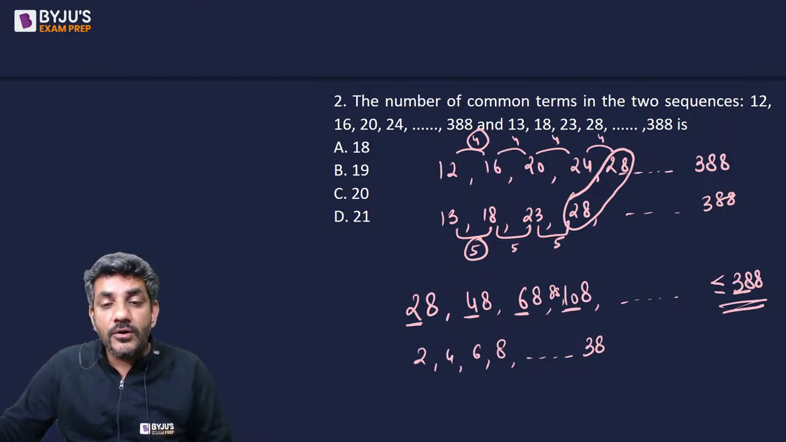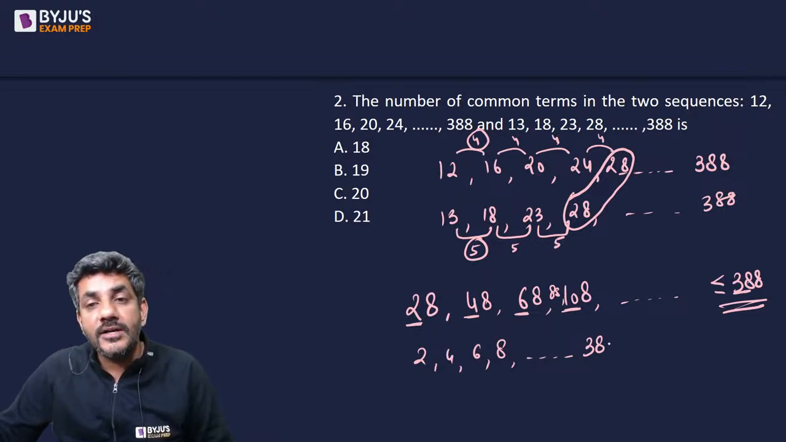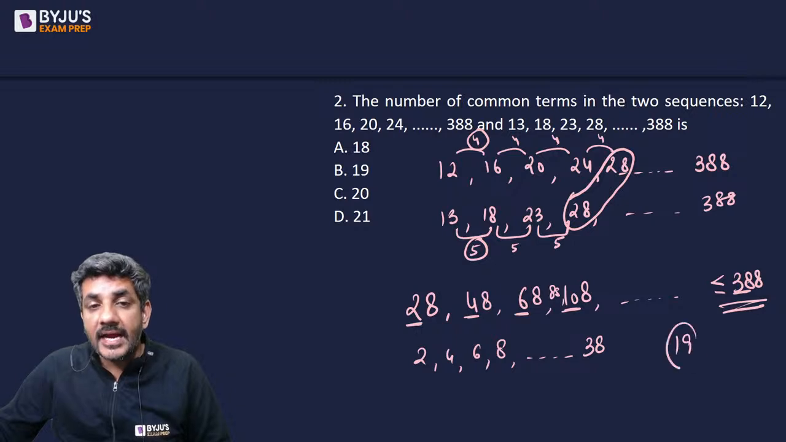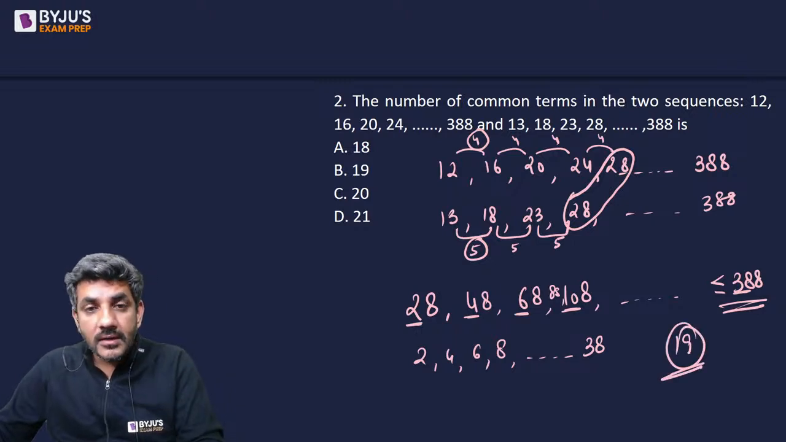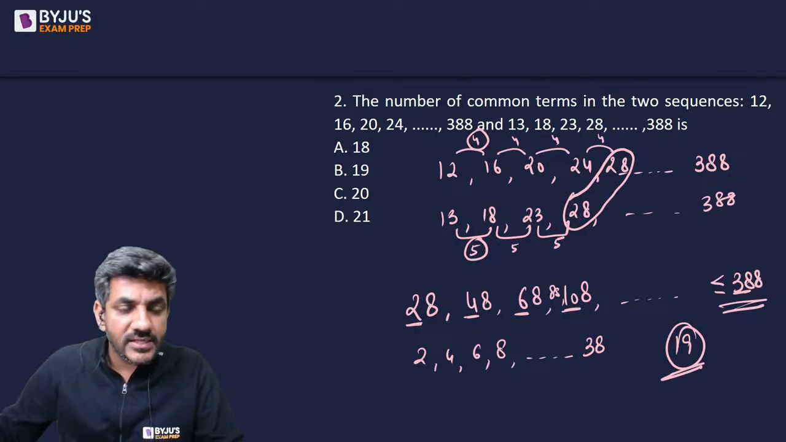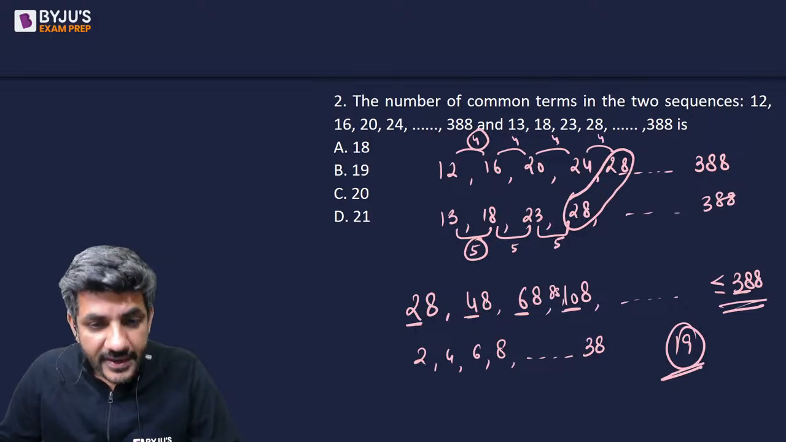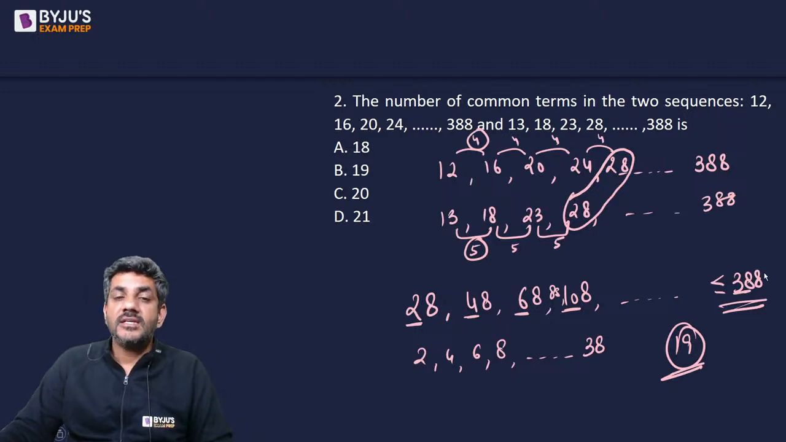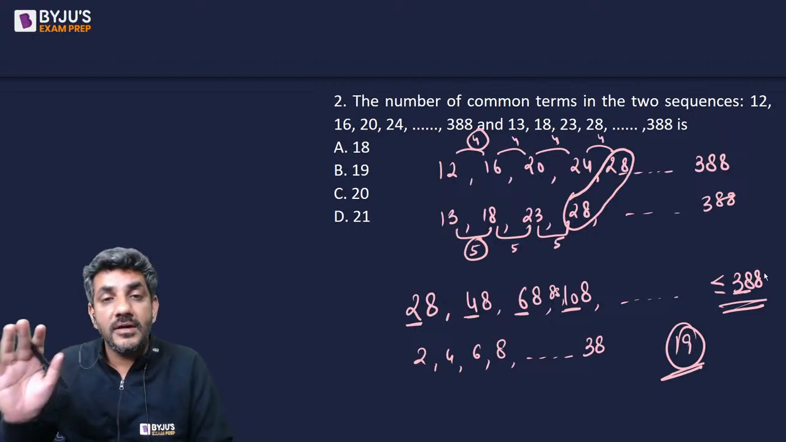So 2 into 1, 2 into 2, 2 into 3, 2 into 4, up to 2 into 19. There are 19 terms which are common. So I think 19 is the answer. Yes, 19 is the answer. Somehow I saw that the answer was given by Music Core as 20. But the right answer for this question is 19. There would be 19 common terms.